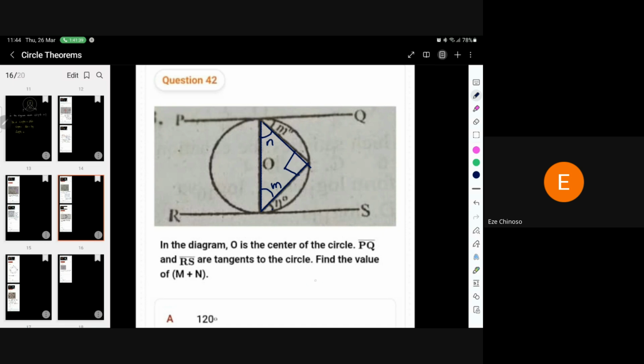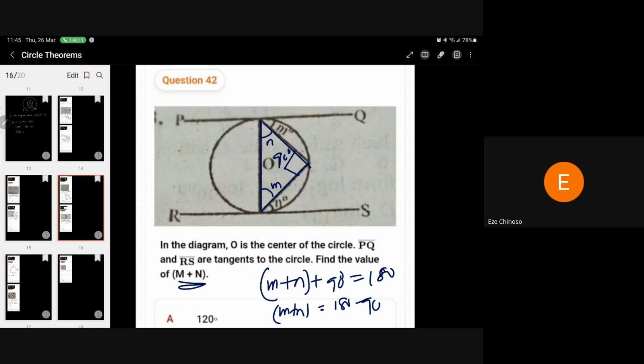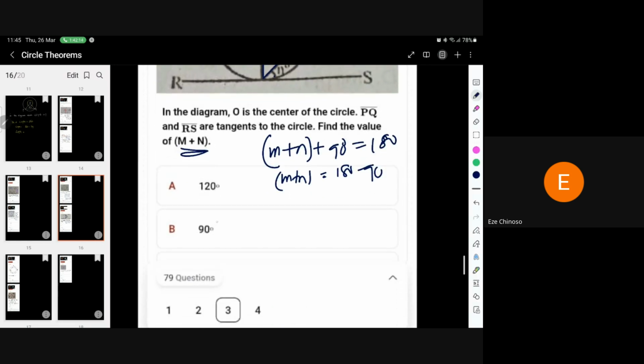So now they said we should find the value of m and n together. So what does it mean? We have that the sum of angles in the triangle here is 180, and one angle is 90 degrees because this is a chord, a diameter. For your diameter, the theorem is that angle in a semicircle is equal to 90 degrees. So m plus n plus 90 is equal to 180. So m plus n altogether is equal to 180 minus 90, and that will give us 90. Does it make sense? So our answer here is 90. Any confusion?